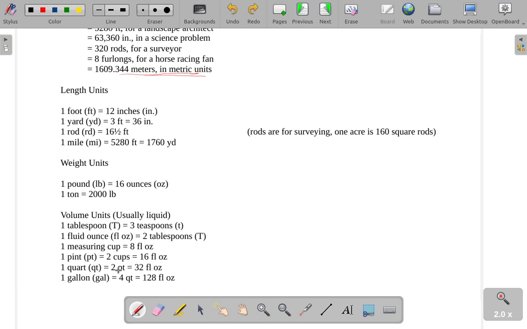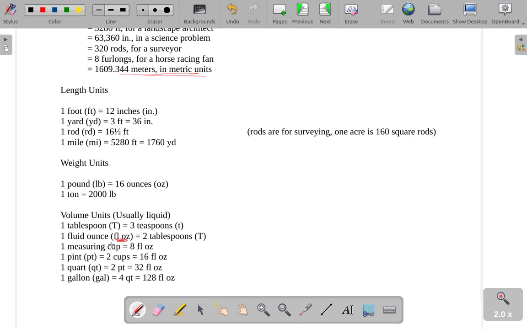Whatever. There's all these weird conversions, especially once you start talking about volume. A tablespoon is 3 teaspoons. A fluid ounce is 2 tablespoons. And now, don't get a fluid ounce mixed up with an ounce, because an ounce is a unit of weight. A fluid ounce is a unit of volume.